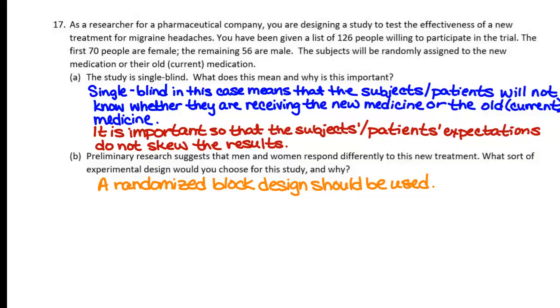Matched pairs allows for a higher level of control, which makes it a little bit more complicated to pull off, but I could match. I could take the two women with the most severe symptoms and match them together, and then the next two women with the next most severe symptoms, and so on and so forth. But I want to make sure to match women to women and men to men, because I think that gender has something to do with this.